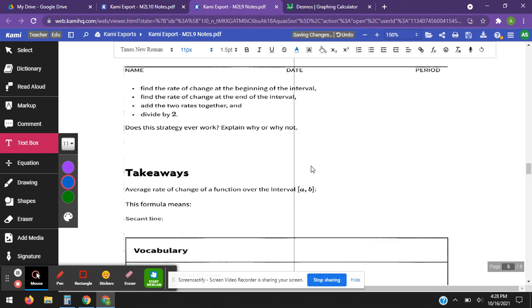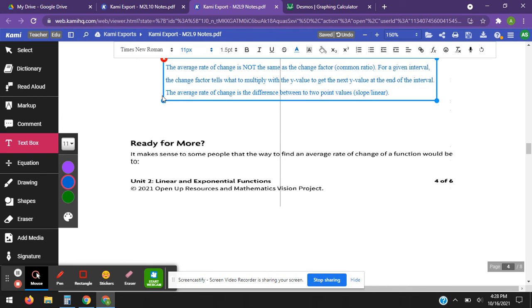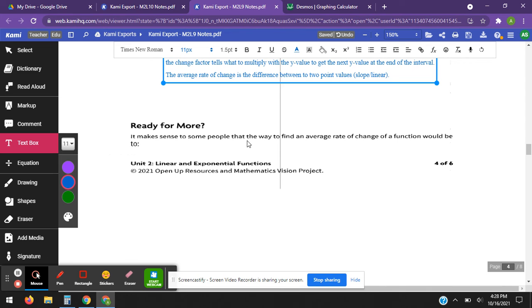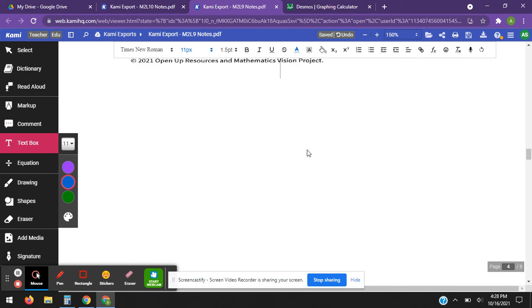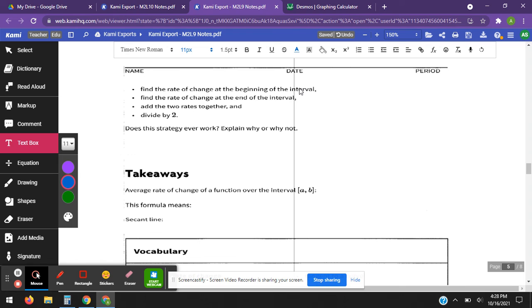We'll swing by this one real quick. So, what does it say? It makes sense to some people. The way to find average rate of change of a function would be to find the rate of change at the beginning of the interval, the rate of change at the end of the interval, add the two rates together and divide by 2. Does this work? No. It only works with linear functions because the rate of change is constant.